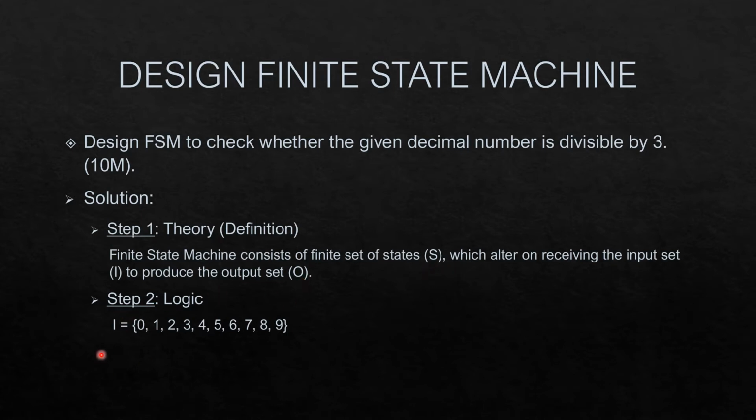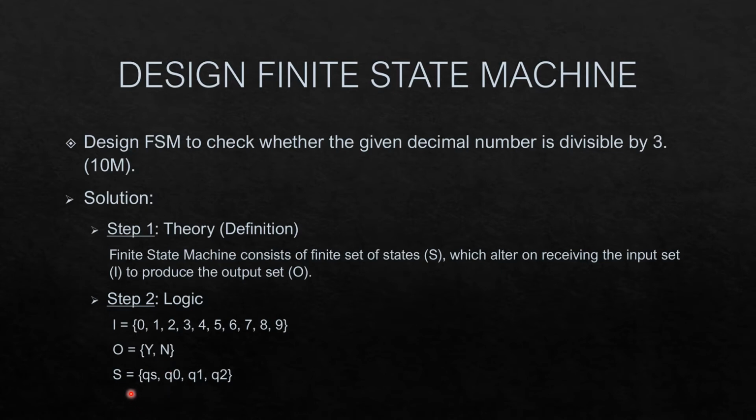Now here, since I is equal to decimal number, we will have the set of numbers 0 to 9. The O is going to consist of Y and N, representing yes and no as our output. And finally, S will have QS, Q0, Q1 and Q2 states. Here QS represents our start state or initial state.